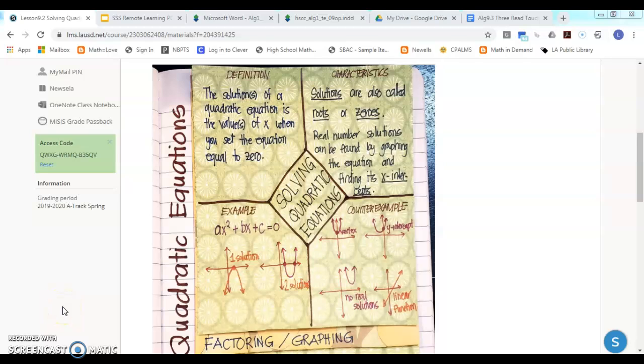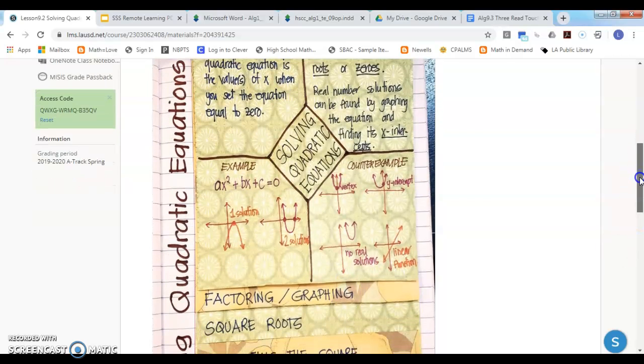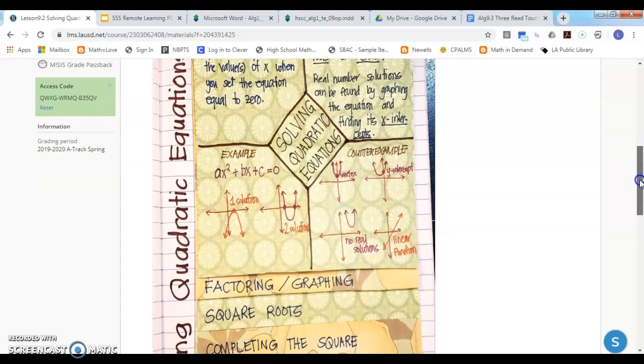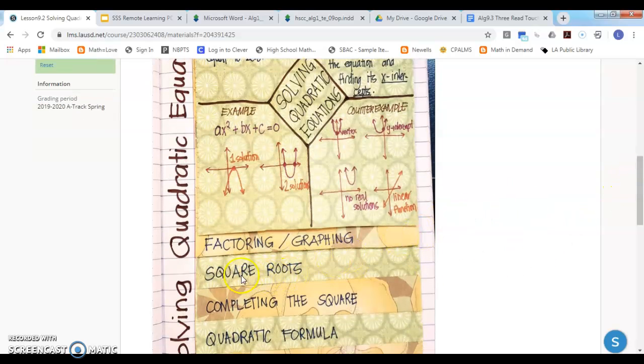Last week, we launched our lesson on solving quadratic equations, and we looked at factoring or graphing as one method in solving quadratic equations that are factorable. So this week, we're going to look at two other methods, namely square root and completing the square.